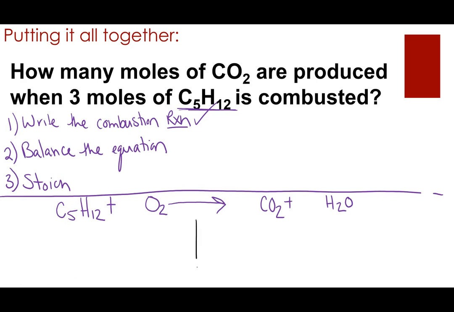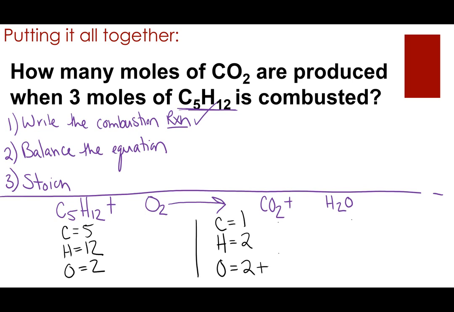So let me just change colors here so you can see my process through balancing. So carbon, we're going to have 5 of them. Hydrogen, there's 12. Oxygen, there's 2. I'm going to write the elements in the same way. And then carbon is 1. Hydrogen is 2. And then oxygen, always be careful here. It's in 2 different places. So we've got 2 oxygens from carbon dioxide. We've got 1 oxygen from water for a total of 3. Okay. All right. So we've got some work to do.